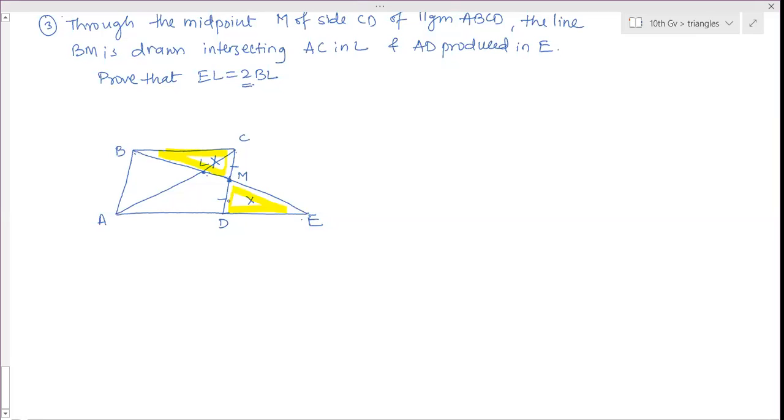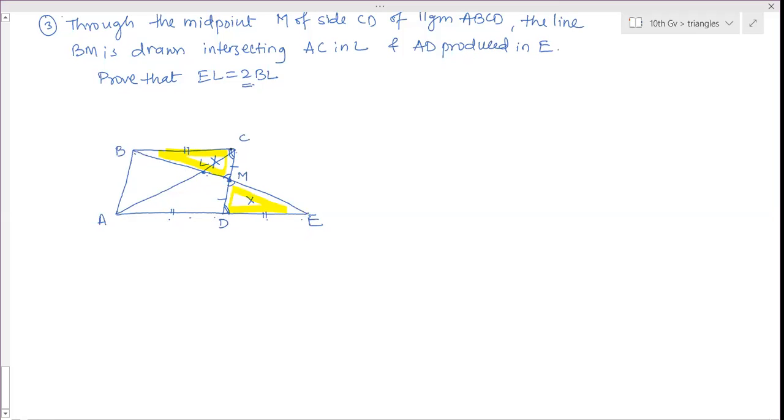In this one, CM is equal to MD, angle M vertically opposite angles, and angle C and angle D are equal, alternate interior angles. It says ABCD is a parallelogram, so BC is parallel to AD. Therefore angle D and angle C are alternate interior angles. So by ASA criteria, these two triangles are congruent. Therefore DE is equal to BC. BC is also equal to AD. That means AD and DE are also equal. So AE is equal to AD plus DE. That is AE is double of BC, because AD and DE both are equal to BC. So BC plus BC will become total 2BC. So AE by BC you will get 2:1 ratio.